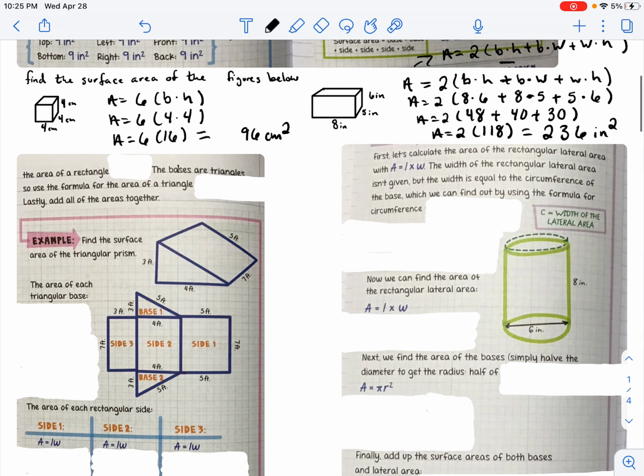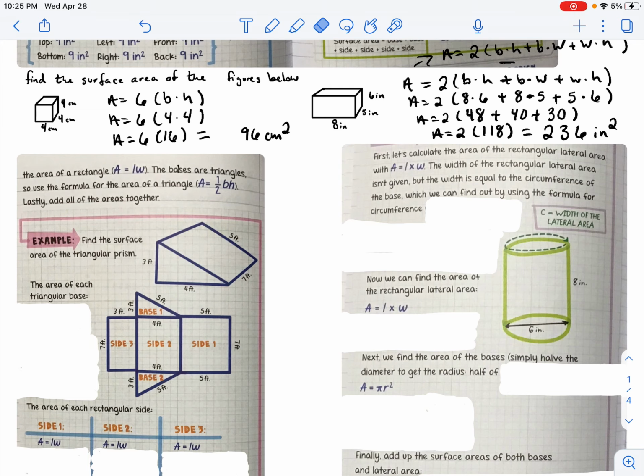All right, so now the surface area of a triangular prism. You're going to have 3 rectangles, and then you're going to have 2 triangles. Okay, so remember, area of a rectangle is length times width. Area of a triangle is 1/2 of your base times height.